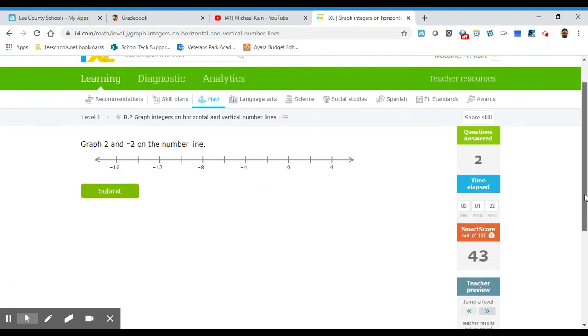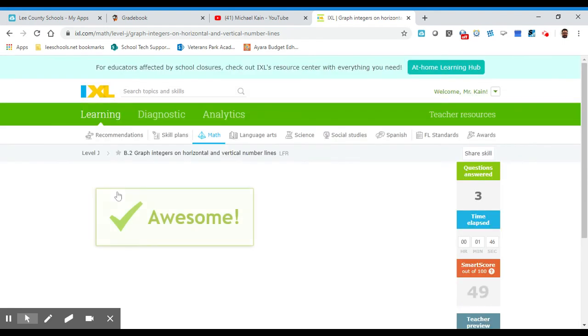So let's jump a level. Graph 2 and -2. So if this is 0 and that's 4, each of these has to be 2, right? 0, 2, 4, 6, 8, 10, and so forth. So you're counting by twos. So 2 would be here. -2 is the opposite, which is over here: 0, -2, -4, -6, and so forth.